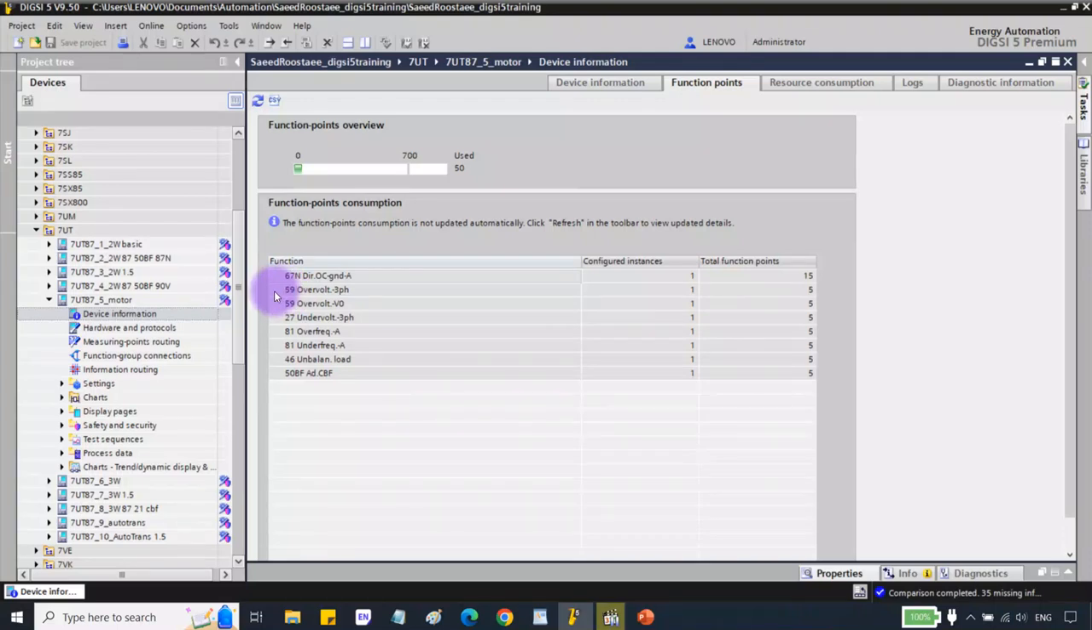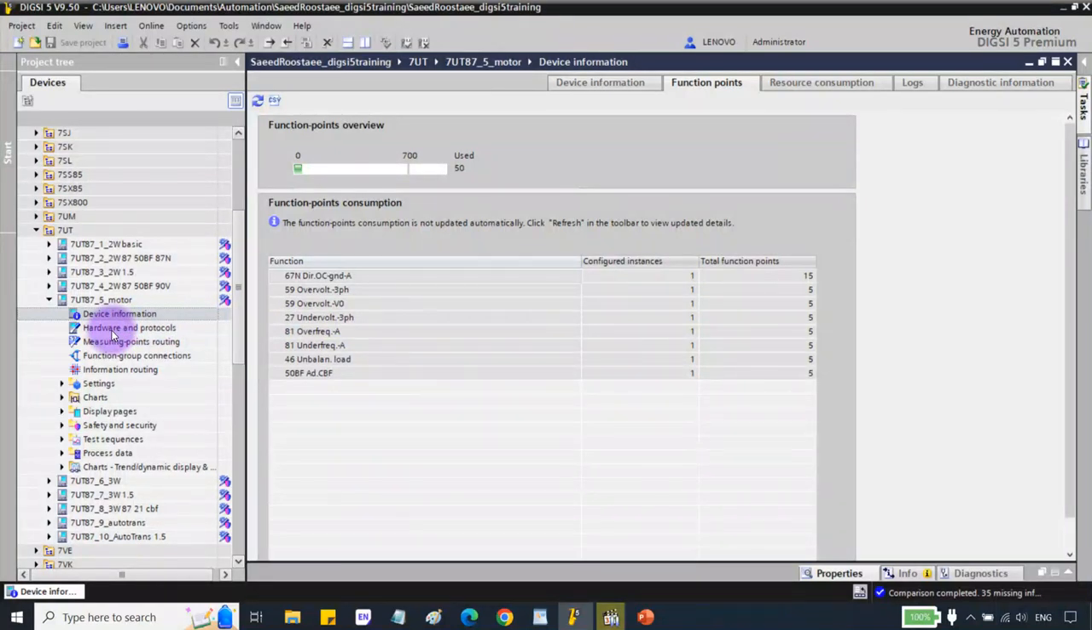And here we can see some of them. For instance, the directional overcurrent and over voltage, under voltage, and also over frequency, under frequency, unbalanced load, and CBF, and we have to pay for these functions. So once we want to use this as a motor protection, we have to see whether the function point is sufficient for this purpose or not.